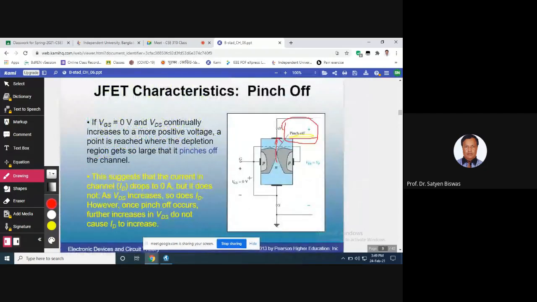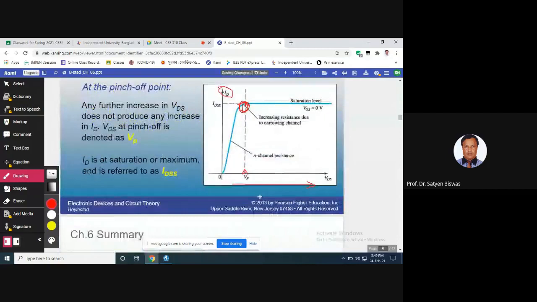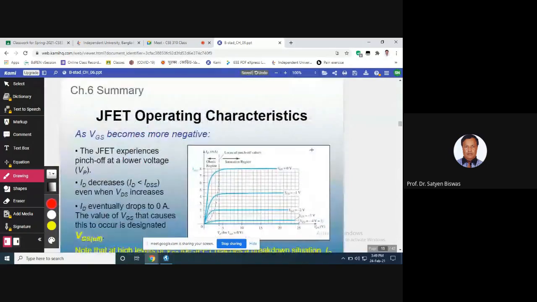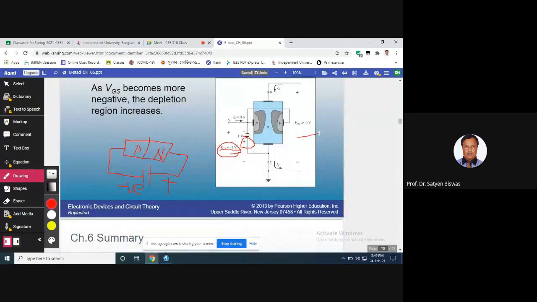In the previous case we applied 0 volt here, but we changed the voltage on this side. But now we are not changing any voltage on the other side. You see, we are not changing it, it is a fixed voltage. VDS is greater than 0. Some voltage is fixed here. However, this voltage is negative.